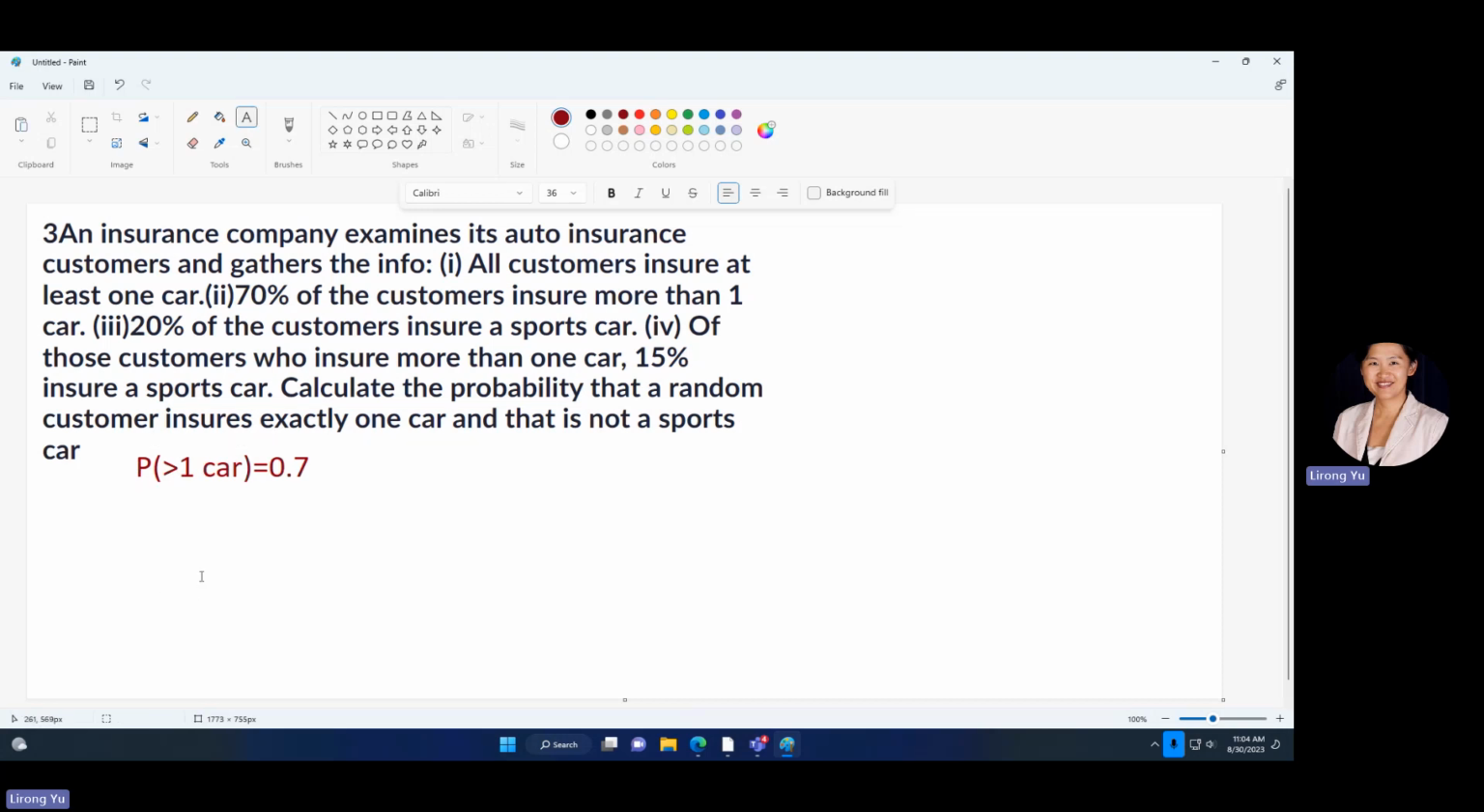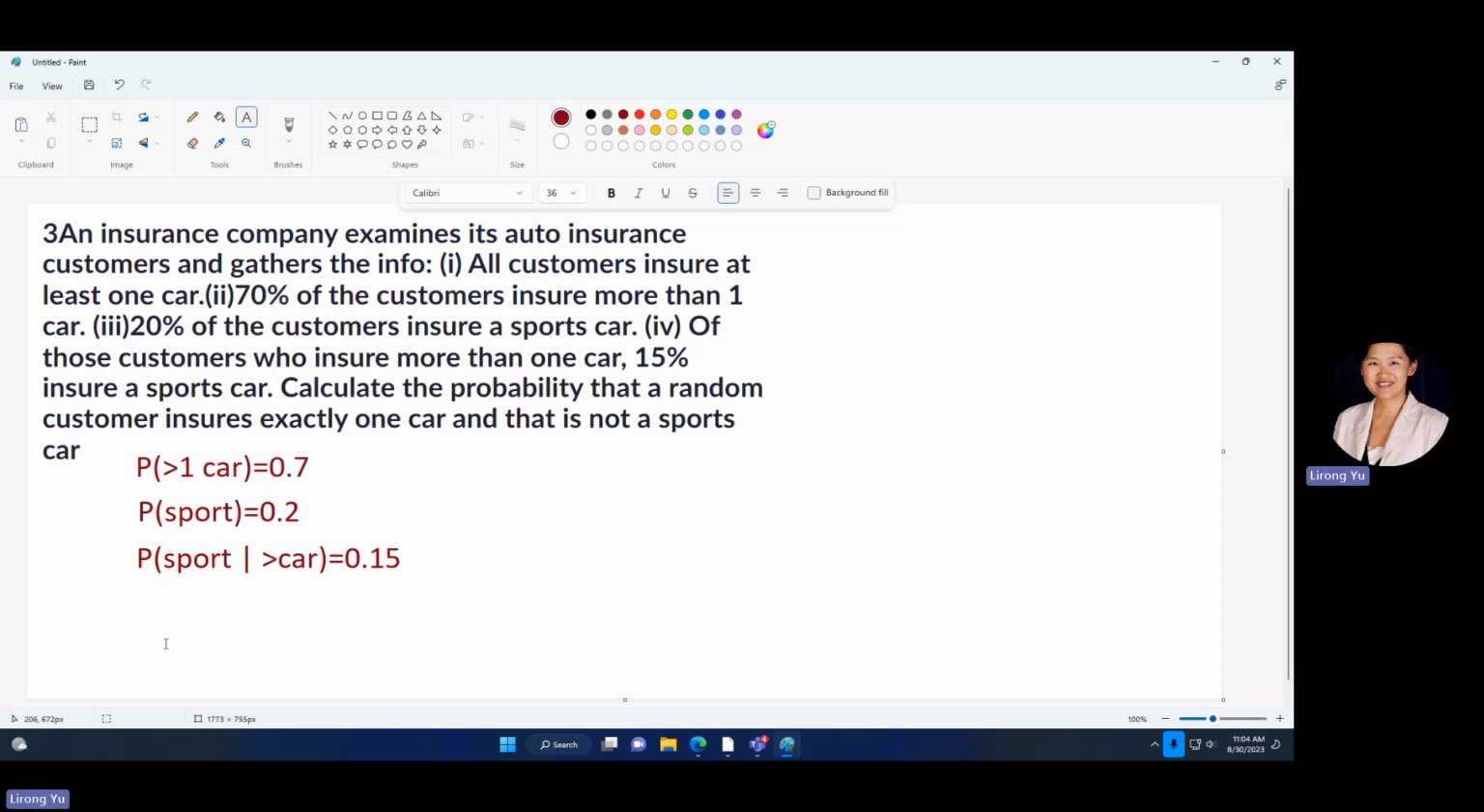0.7. 20% of the customers insure a sports car. So that can be translated as probability of sports car is equal to 0.2. And then of those customers who insure more than one car, 15% insure a sports car. That can be written as probability of sports car, given that this is a customer who insures more than one car. That is equal to 0.15.